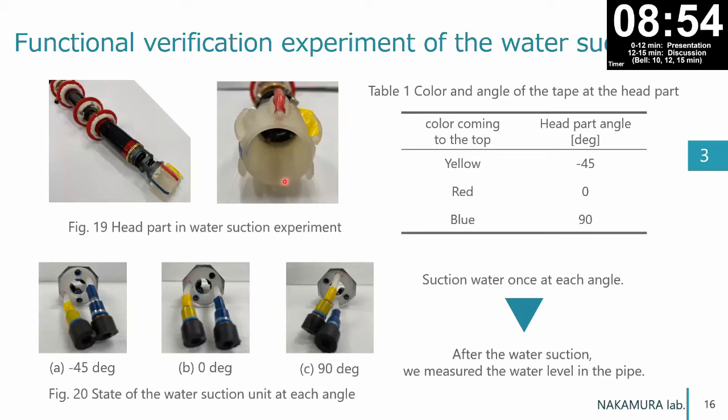In figure 19, we put colored tape at the head part to experiment with each angle. Table 1 shows the angle of the head part when each color comes to the top. Figure 20 shows the state of the water suction unit at each angle. The water suction experiment is conducted once at each angle. After water suction, we measure the water level in the pipe.